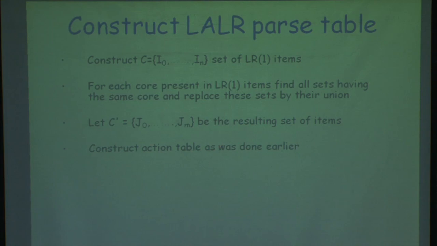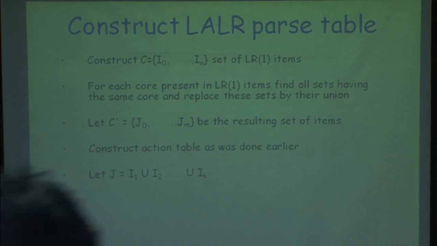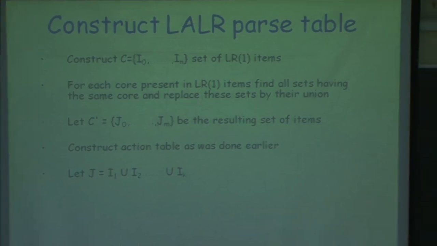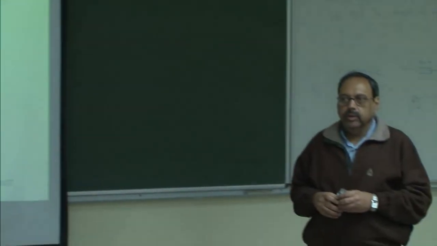There's no difference. The only thing that will happen now is that earlier you had multiple rows for the common kernels but different lookaheads, and now I'll have the same row. So what is the implication of this? Each of these J's is actually a union of many of the I's. So the implication now is that I have compact parse tables, but at the same time, I have a little less power than what I could do in canonical LR.